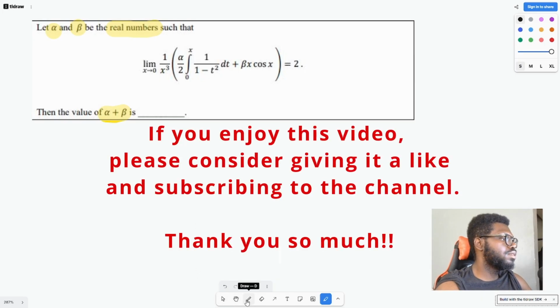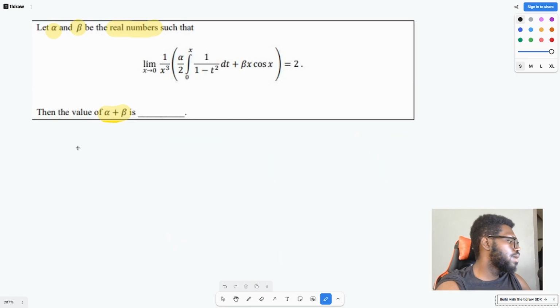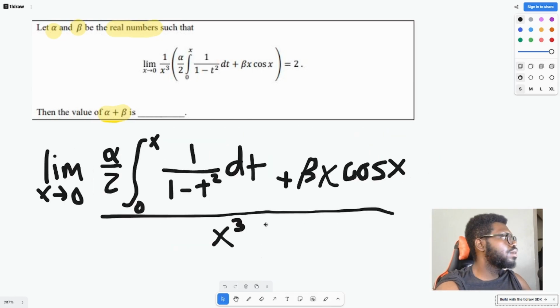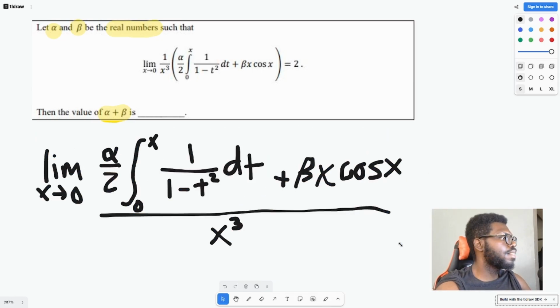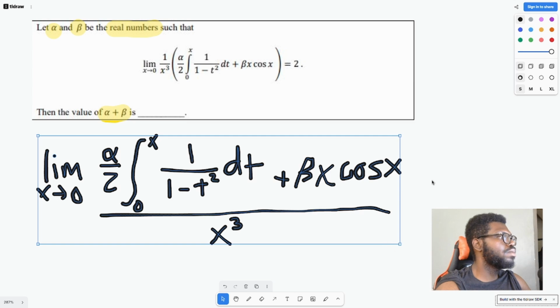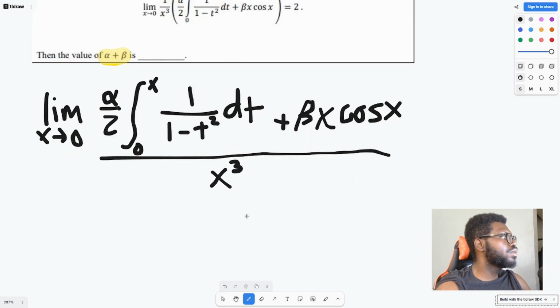So the first thing I like to do when I evaluate limits is just substitute that limit in the expression given to see what I can figure out. Now here I wrote this limit as a quotient. You'll see why I did that in a moment. So we're just going to substitute 0 for x to see what we end up with.